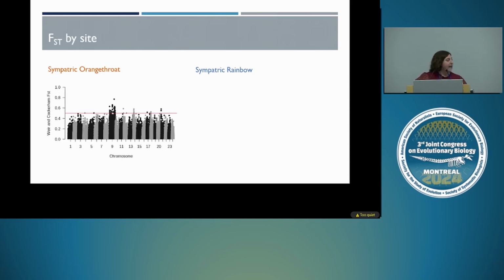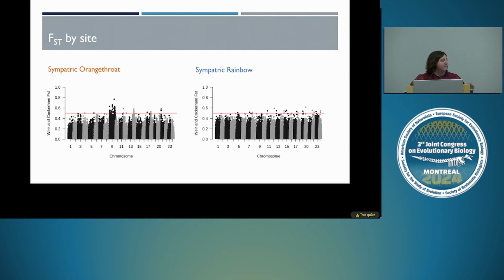Getting into the FST by site, we looked at where we have high levels of intersex differentiation across the genome. And in the orange throats, we see really high levels of intersex FST, so high levels of differentiation on chromosome 9, which is where those candidate genes are located. Whereas in the rainbow darters, intersex FST values are kind of interspersed across the genome, and there's no clear pattern the way there is in the orange throat darters.